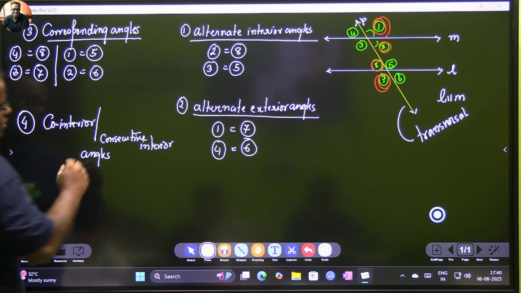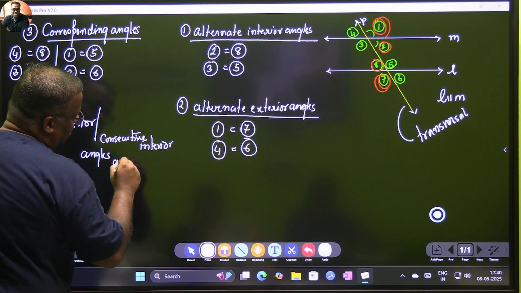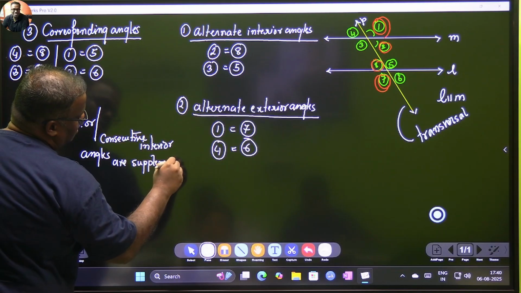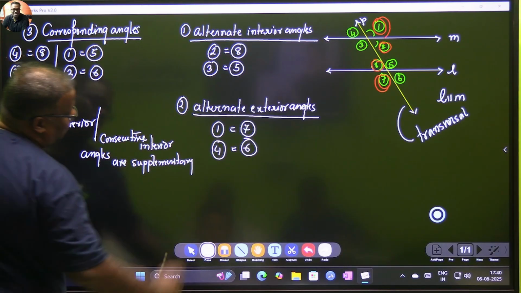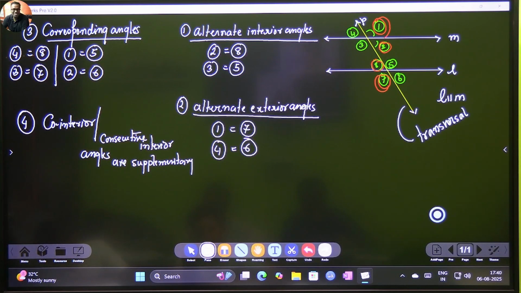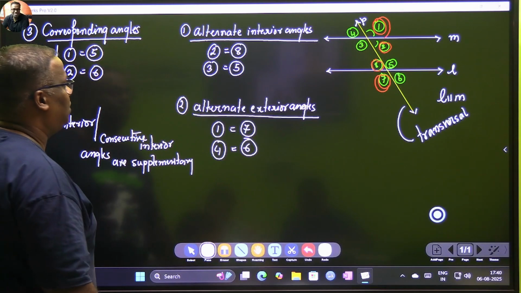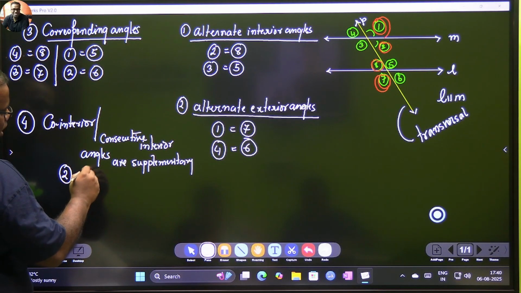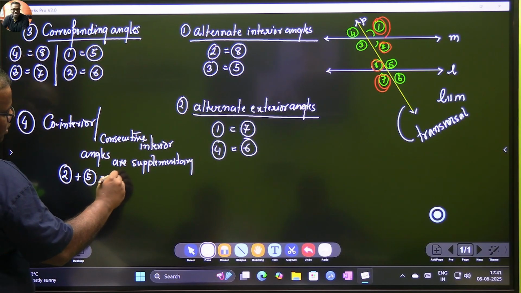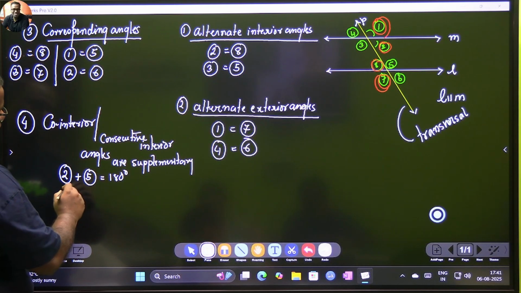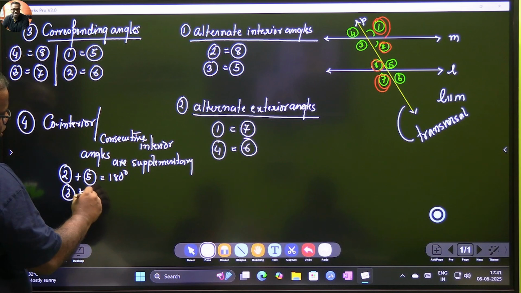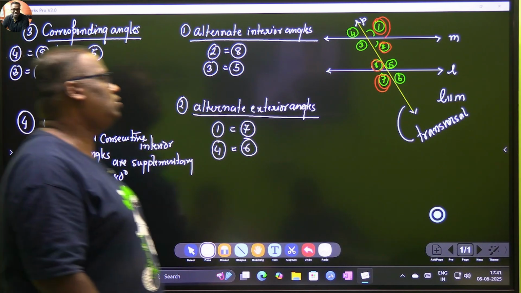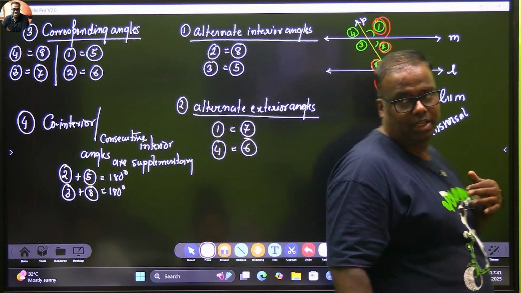Now in this case we say these angles are supplementary. Do you know the meaning of the word supplementary? Supplementary means both will add up to a value of 180. Very good. So in this case we will write 2 when added with 5 should give me 180 degrees. And similarly, 3 when added with 4 gives 180 degrees. The relation also holds for co-exterior angles.